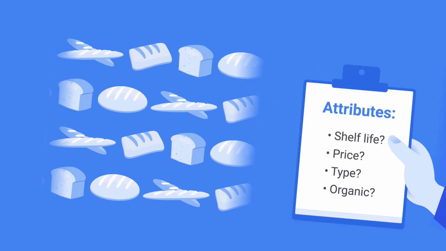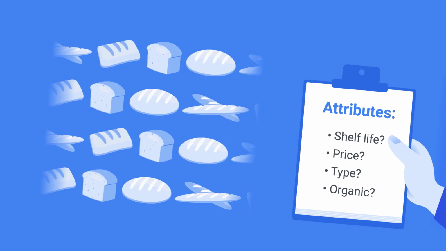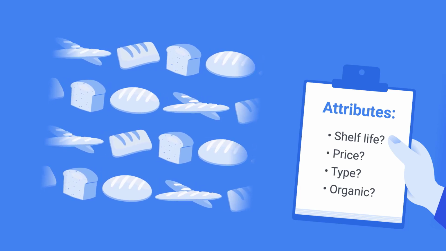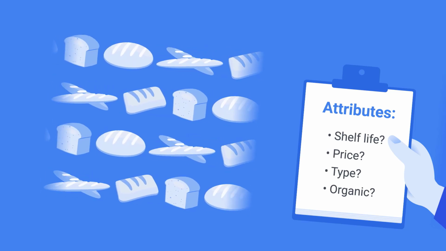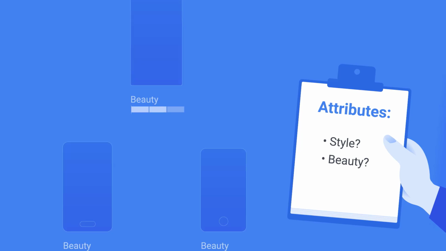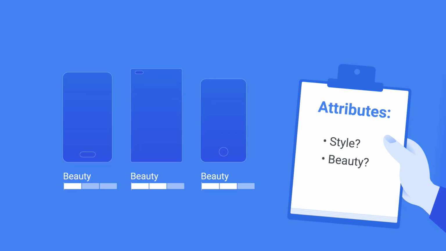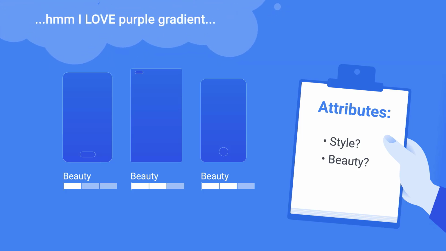In this example, we want to examine people's preferences for bread, so we'll be looking at the shelf life, price, type of bread, and whether or not it is organic. When choosing our attributes, we want to make sure they're preferentially independent. For example, if we are looking at phones, we can't use both style and beauty as attributes at the same time, because likely if something has a style that people like, they will probably also find it more beautiful.